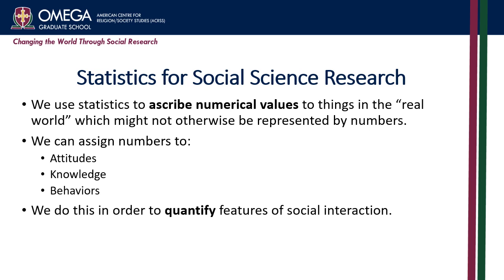So when using statistics, we ascribe numerical values to things in the real world which might not otherwise be represented by numbers. So we can assign numbers to people's attitudes, their knowledge, their behaviors, their beliefs. And we do this in order to quantify features of social interaction. And most often in social science research, this comes in the form of a survey where people provide ratings to particular questions about their attitudes, knowledge, beliefs, and behaviors.